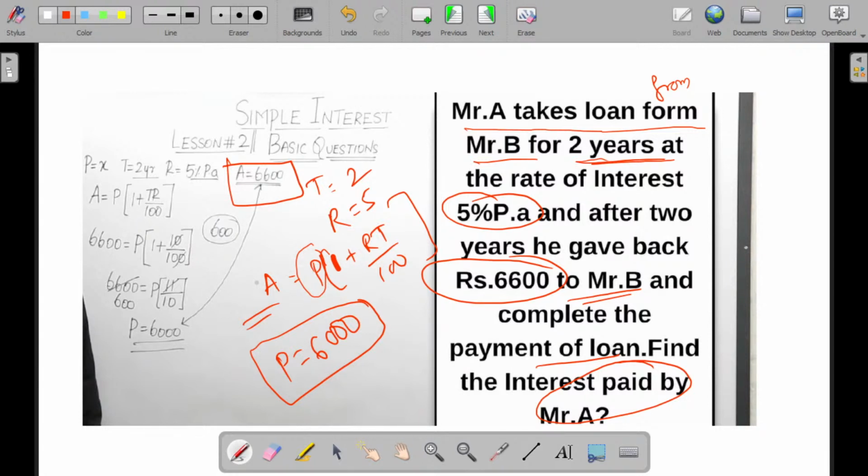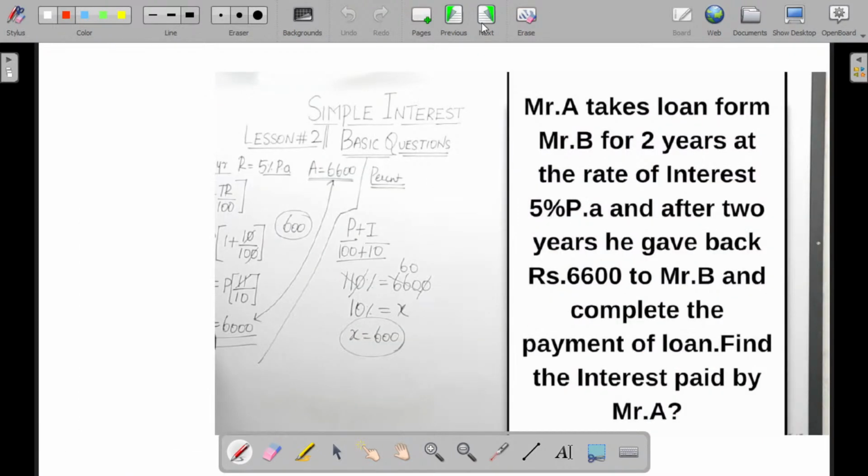Please mention in the chat box what is the interest he has paid. So you know the principal is 6,000. What is the total amount? Total amount is 6,600. Then what is the interest? Please mention in the chat box. Okay, 600 is the interest that is paid by A to B. So total is 6,600. Okay, so the same problem statement. 600 is the interest paid.